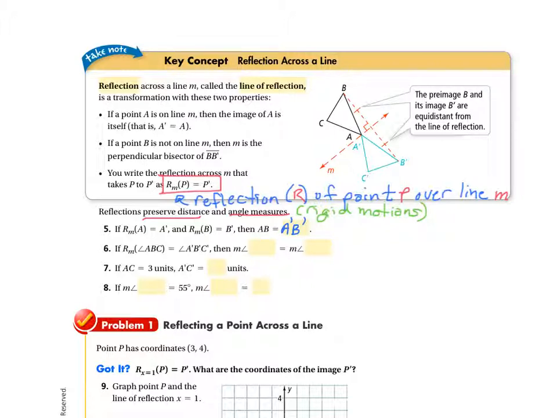And then they go on to say, because that's preserving distance, now we're preserving angles. If the reflection of angle ABC over the line M is equal to angle A prime, B prime, C prime. So here's angle A, B, C. From A to B to C, they're talking about that angle there. They're saying that that angle there is congruent, which makes sense. And so then the measure of angle ABC is equal to the measure of angle A prime, B prime, C prime.